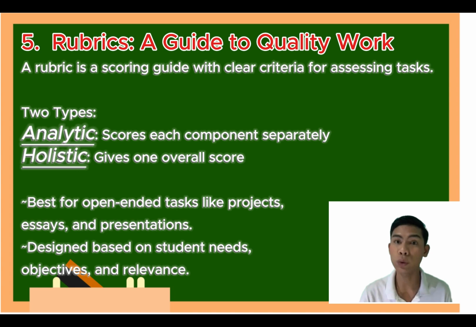So we have two types of rubrics. The first one is the analytic rubric. It breaks the work into parts and scores each part separately. This includes content, organization, and delivery. The second one is the holistic rubric. It gives one overall score based on the entire performance or product.